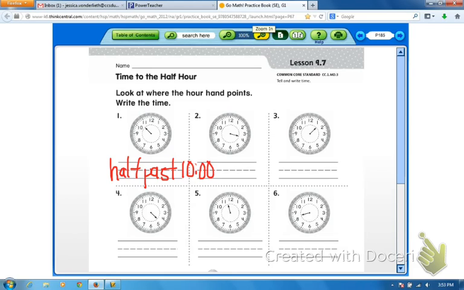Do the same thing with number 2 all the way to 6. So once again, the hour hand is in between two numbers, so we would say it's 10:30.